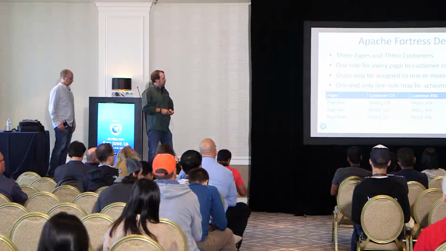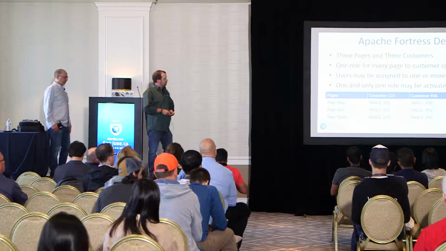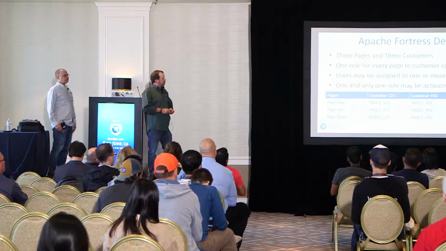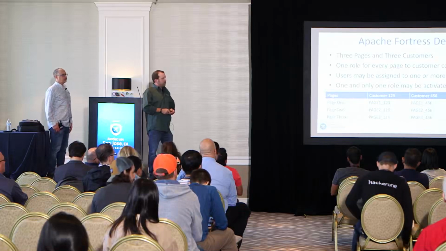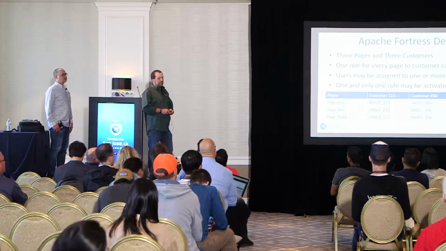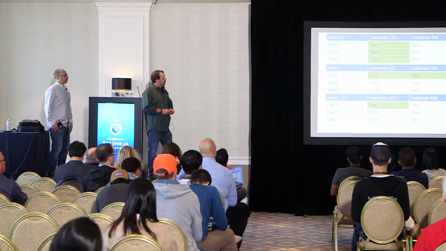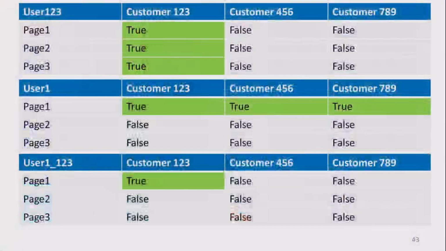Okay, so there's 3 pages, 3 customers, there's 9 application roles, and furthermore, we set up a dynamic separation of duty constraint to say one and only one of those roles may be active in the session at a time. Okay, so we're able to do things like this, where we can very fine-grained control what page and customer combination can be accessed via the security system.